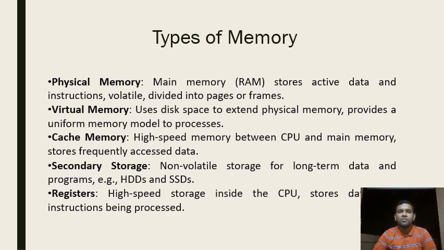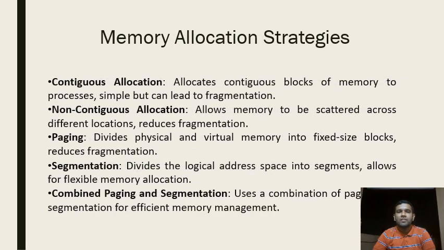What is secondary storage, which is a type of memory? It is non-volatile storage for long-term data and programs. This is called secondary storage. Examples are HDDs and SSDs. Another type of memory is registers. High-speed storage inside the CPU, it stores the data and the instructions being processed. These were the five different types of memory. Let us move on to the next slide, which is on memory allocation strategies.